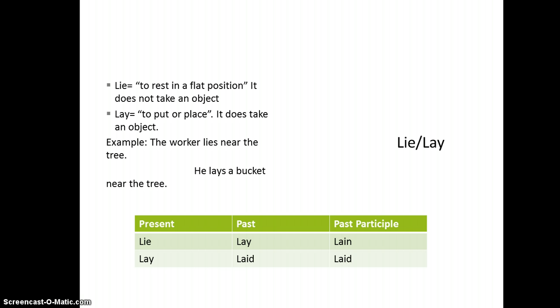This one is confusing because the present part of lay is the same spelling as the past part of lie. So we have the present lay. He lays the sponge down. He laid the sponge down would be past, and past participle, he has laid the sponge down.